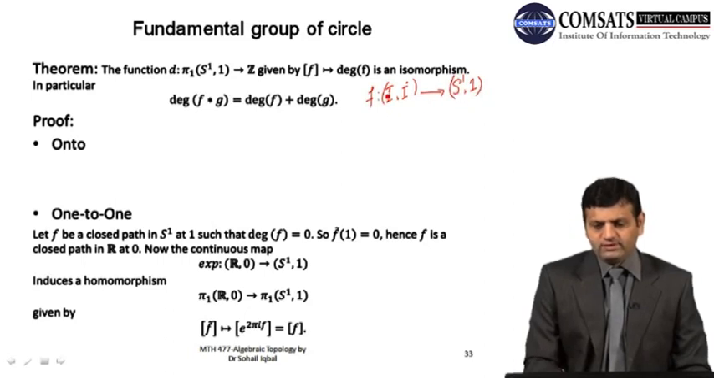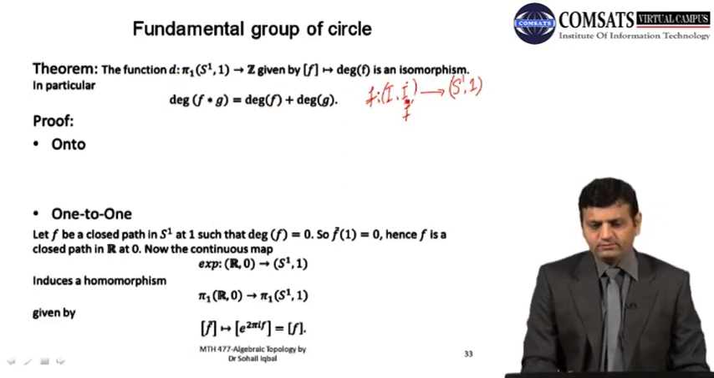Okay, so in particular I can consider these loops, and these loops will have a unique lifting f tilde, and so I can calculate the degree, or the winding number, of this function f, and define this function d using this winding number. Okay, so we have the expression that the function d from pi 1 of S1 to Z given by f goes to degree of f is an isomorphism.